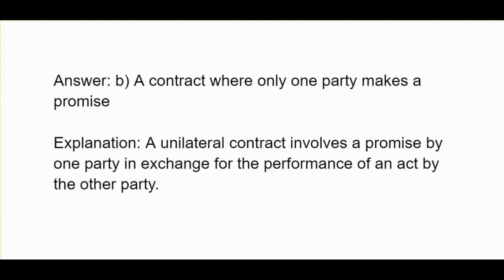B, a contract where only one party makes a promise. A unilateral contract involves a promise by one party in exchange for the performance of an act by the other party.